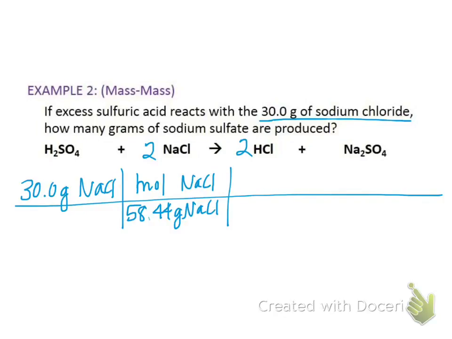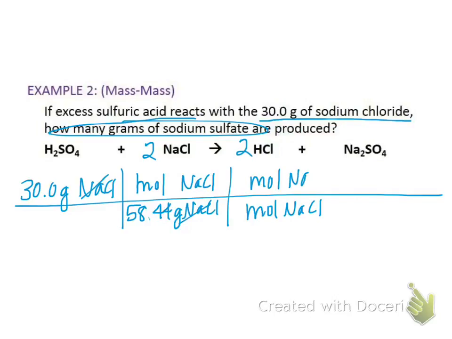Now that I am in moles, I can use my mole ratio, so I want to get rid of moles of sodium chloride, and I'm going to moles of sodium sulfate. Okay, ultimately I'm going to go to grams, but first I have to go to moles. So that's Na2SO4. Now I go look at my balanced equation. I have a 2 there, so I need to put a 2 there. For sodium sulfate, I have nothing there, so it gets to be a 1. So now I cross that out.